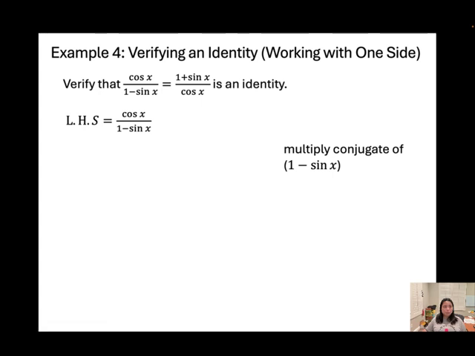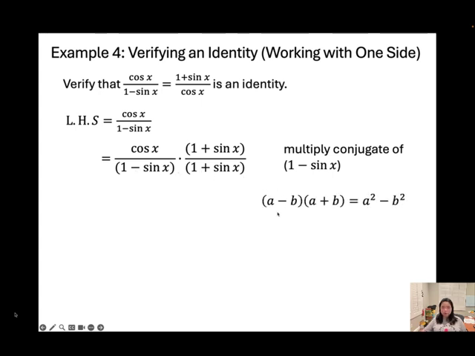That will be 1 plus sine x, right? So I'm going to multiply by 1 plus sine x over 1 plus sine x here. On the top, I won't distribute it, because on my right-hand side I do have a 1 plus sine x. I already have the 1 plus sine x on the top, so I will keep this one on the numerator. And then on the bottom, 1 minus sine x times 1 plus sine x.